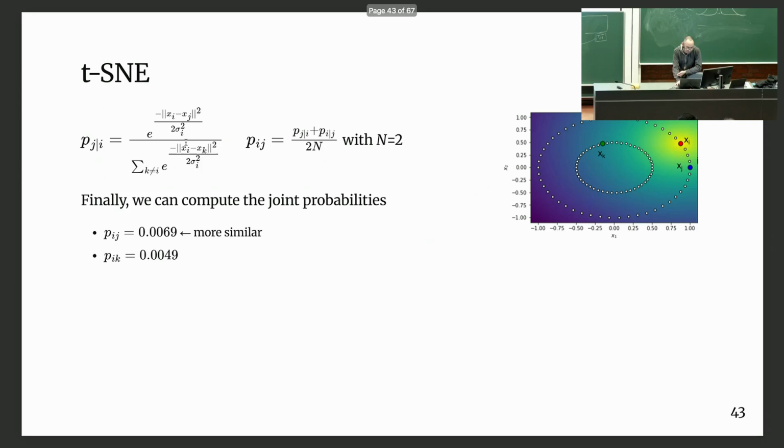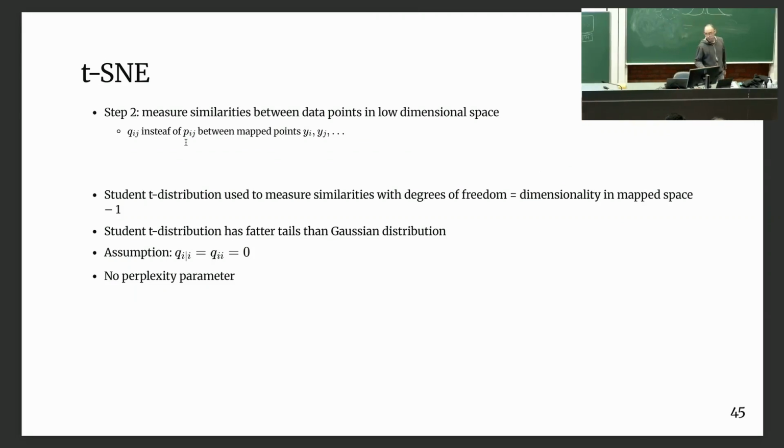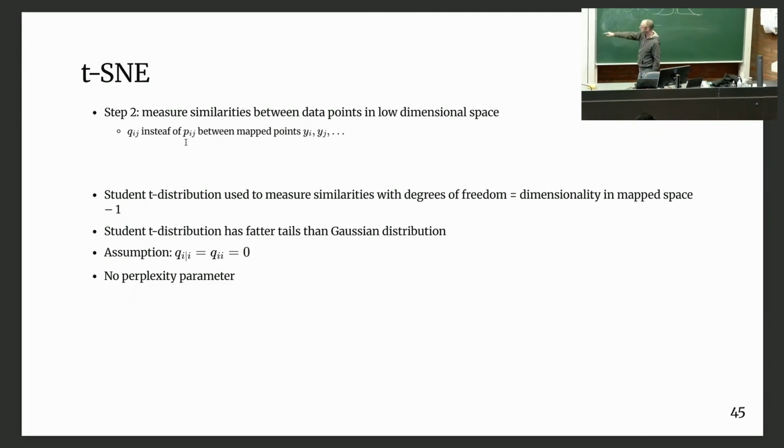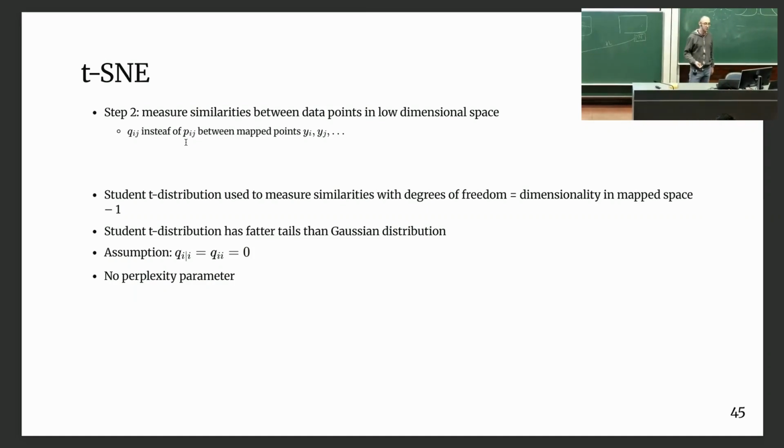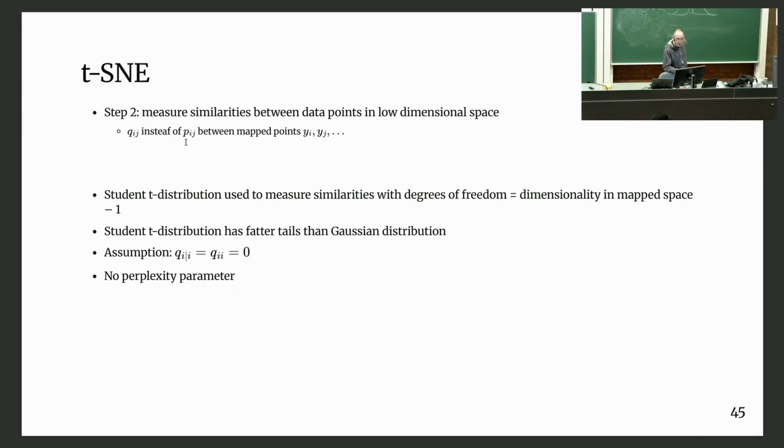Fine, what we get is a big matrix for every pair of instances that we have, that tells us how similar these points are to one another. Step 2 is that we do the exact same thing, but for the position of our points in our low dimensional space. So also there, we look at how similar these are, but there we use a simpler distribution, because it has fatter tails than the Gaussian distribution. We use the Student t distribution there.